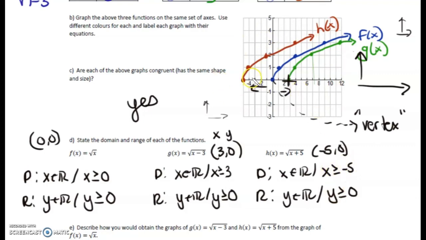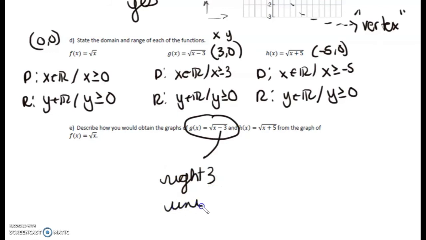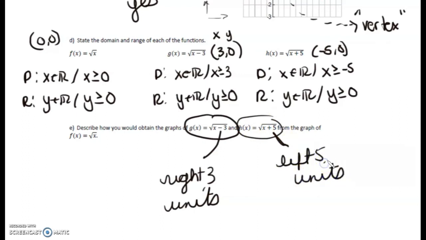So if we look at this graph, we can see that the green one moves to the right 3 units. The red one moves to the left 5 units. So when we take a look at this transformation here, I'm going to say right 3 units. This one is going to be left 5 units. Okay, when comparing these to our base function.